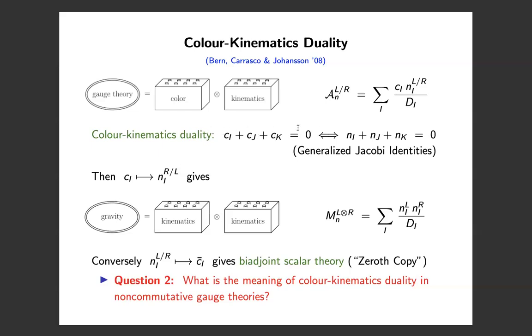So one such relation among color factors would be the Jacobi identity that's satisfied by the structure constants. And then the claim is that the corresponding kinematic numerator factors also satisfy a similar type of Jacobi identity. So these are what are called generalized Jacobi identities. And this is very interesting because what this states is that what's hidden inside these tree-level gauge theory amplitudes is some algebraic structure that we didn't know about.